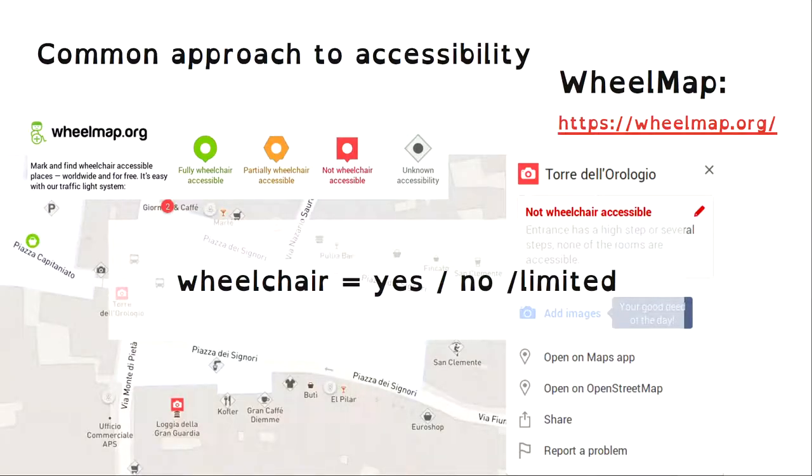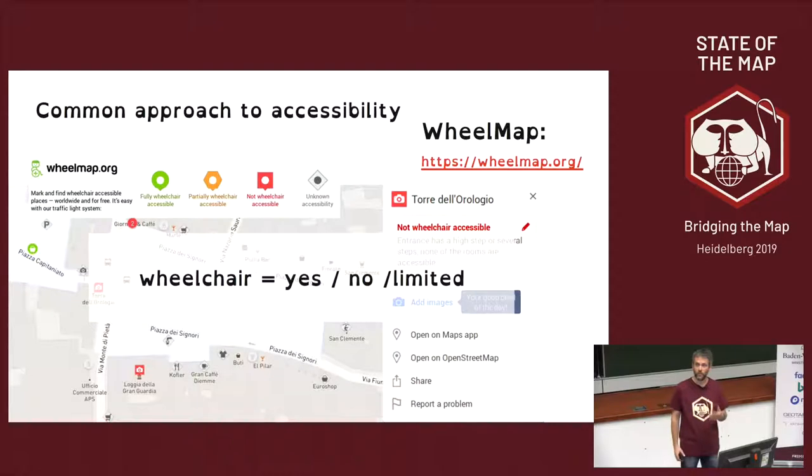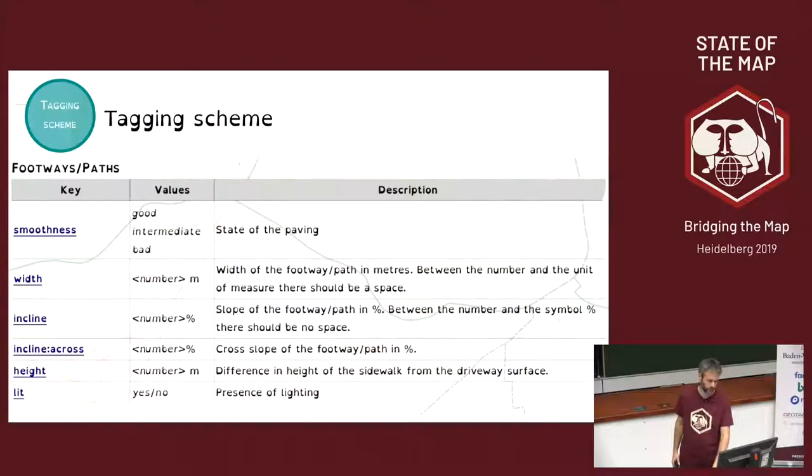This slide is just to tell you that usually, or more commonly, the approach to accessibility in OpenStreetMap is about information on buildings or shops, whether they are accessible to wheelchair. And the tagging system is quite simple. It's wheelchair, yes, no, limited. Plus, you can add some information on steps or bathrooms. But it's mainly focused on places where you can enter or not.